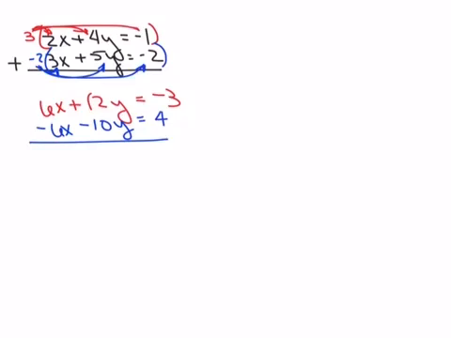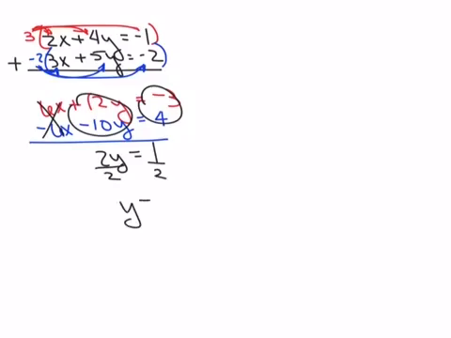Okay, so let's add those. We add those up, and those go away. We add these up, and we get 2y. Negative 3 plus 4 is 1. So divide by 2, and my y equals 1/2.